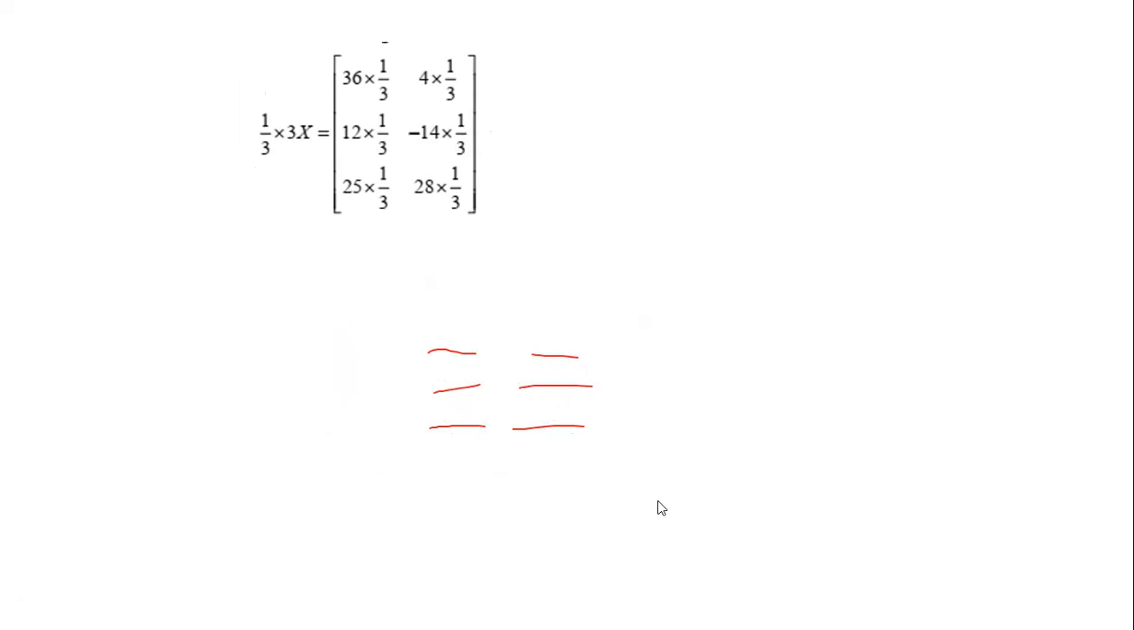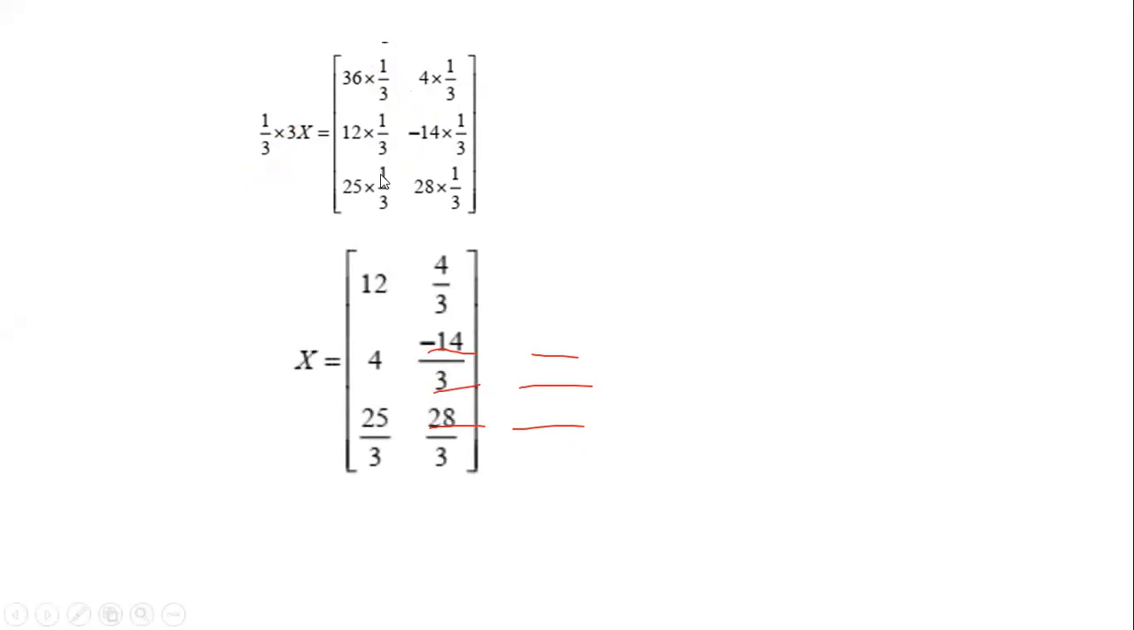This 3 and 3 are cancelled, and 36 into 1 over 3. हर एक के साथ 1 over 3 मल्टीप्लाई करें. जब इधर मल्टीप्लाई किया तो ये कैंसिल हो जाएगा. With each and every element you have to multiply 1 over 3. So after simplification, we will get this one. 3 12s are 36. This will remain unchanged, 4 by 3. Here these two are cancelled. These two cannot be cancelled, so that becomes minus 14 by 3. So that's the answer. If you have any question in it, you can ask.